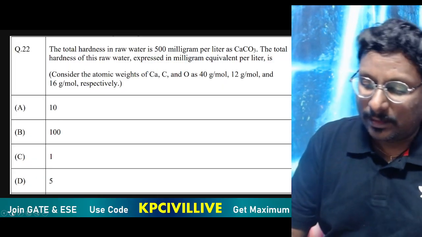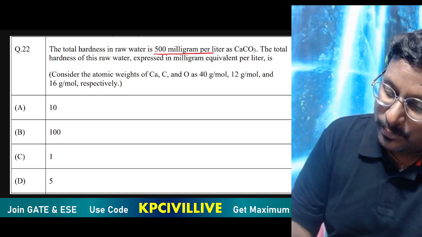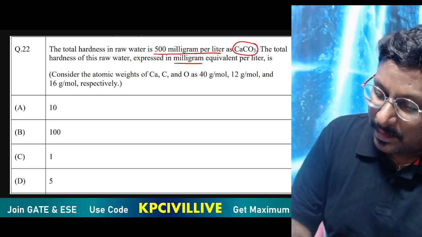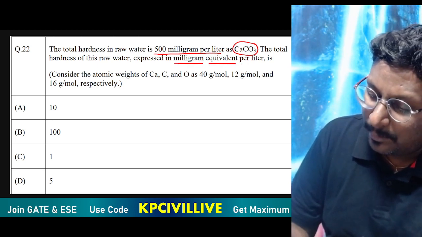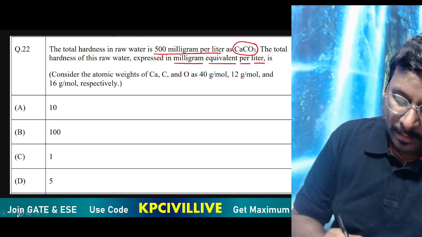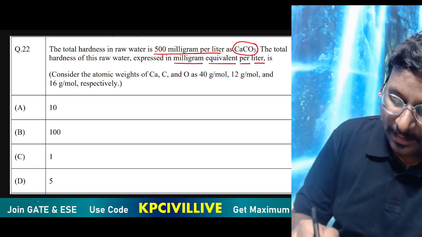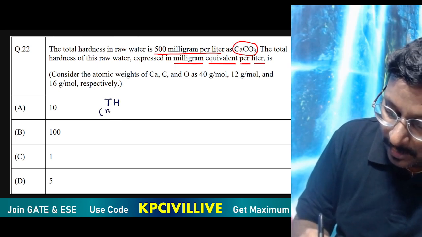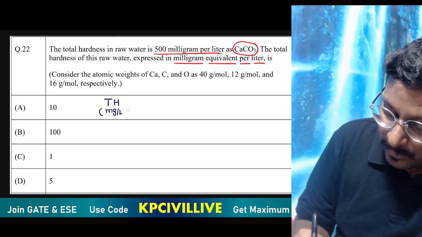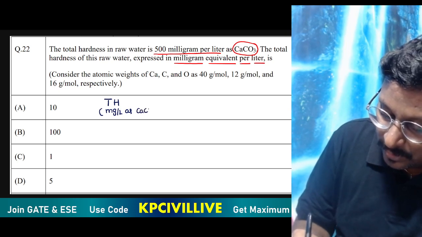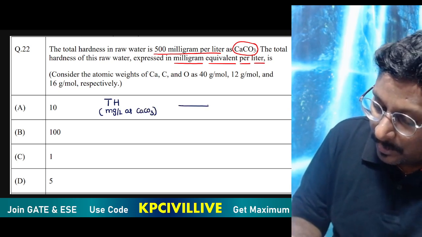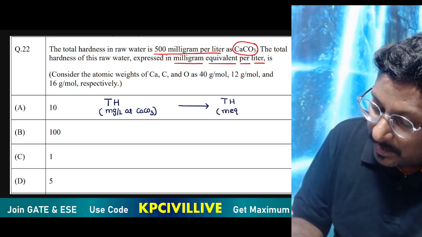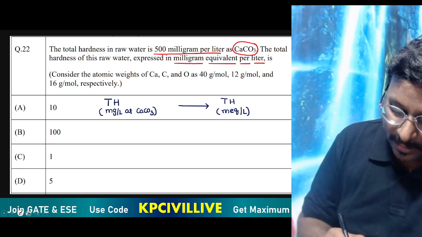Total hardness in raw water is 500 mg per liter as CaCO3. The total hardness in raw water expressed in milligram equivalent per liter. Do remember, not milligram per liter, milligram equivalent per liter. Total hardness in mg per liter as CaCO3 is given. You need to convert it to total hardness in milli equivalent per liter, meq per liter.